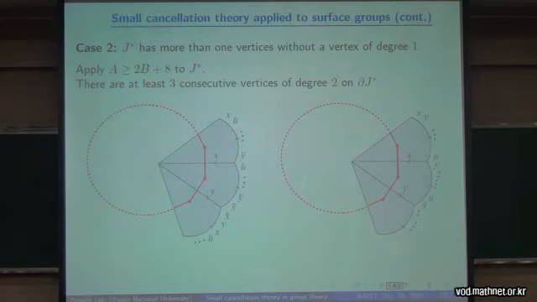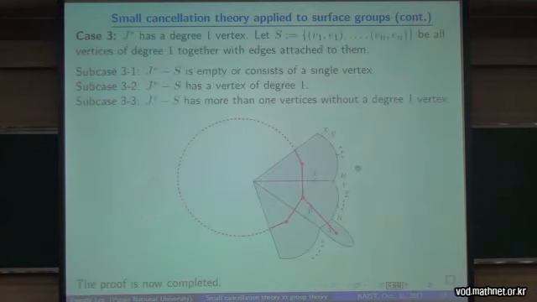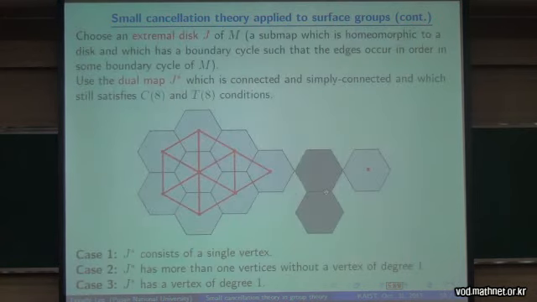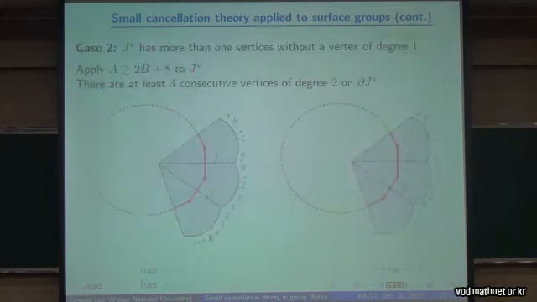But remember that this is not M, this is just a J. A J is an extremal disk. So as I said, for an extremal disk, we have two possibilities. The first possibility is that the extremal disk can be the whole map. And the next possibility is that it is connected to the other part at a single vertex like this. So this is just a J.